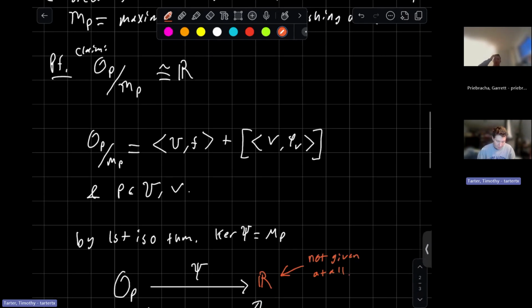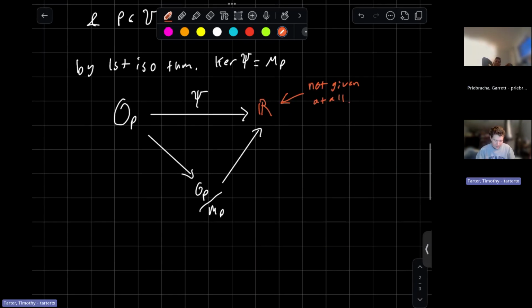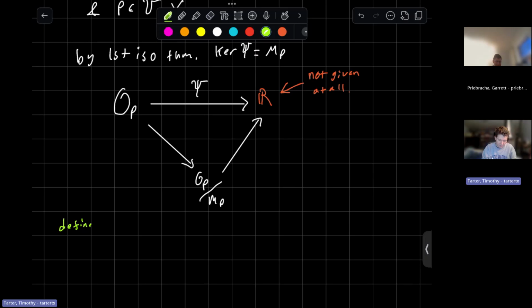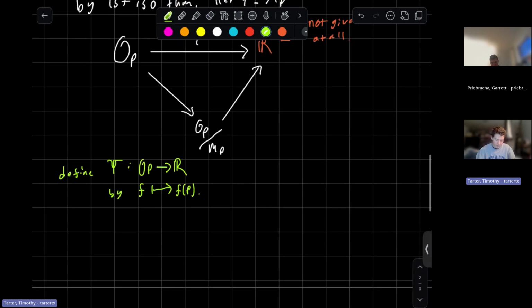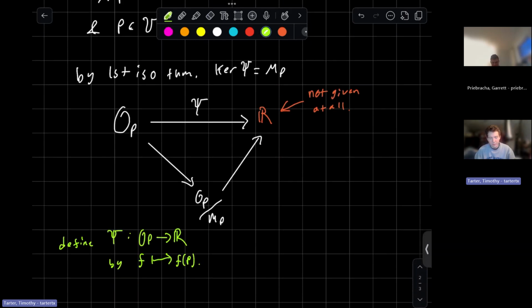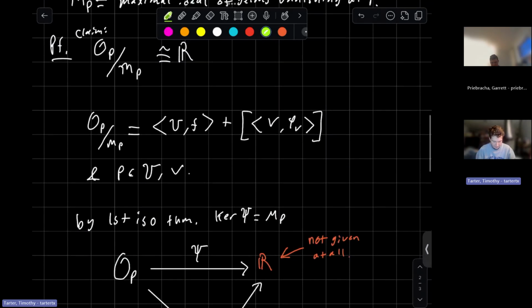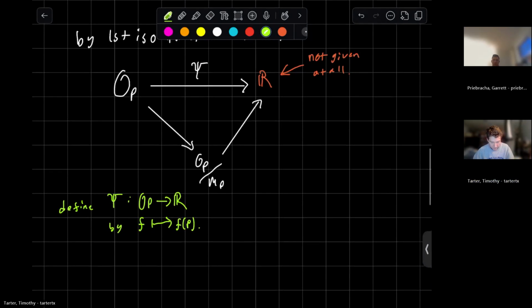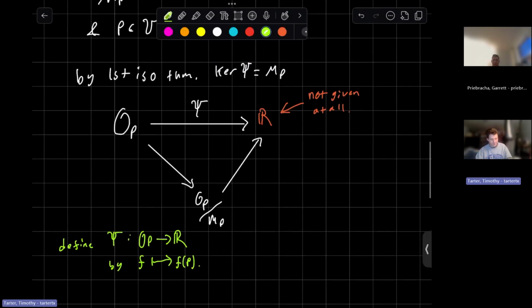So how can we bridge this? I guess the morphism that Vakil suggests is to define psi to go from O_P into R by f gets mapped to f of P. And again, since we're not working with regular functions, but rather with smooth functions, I think that maybe we pull some properties about that out. I don't know.